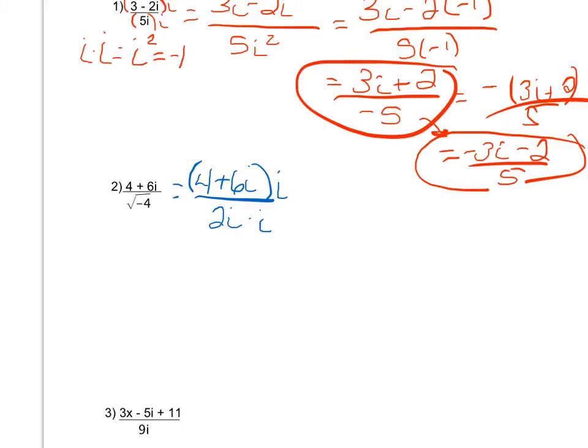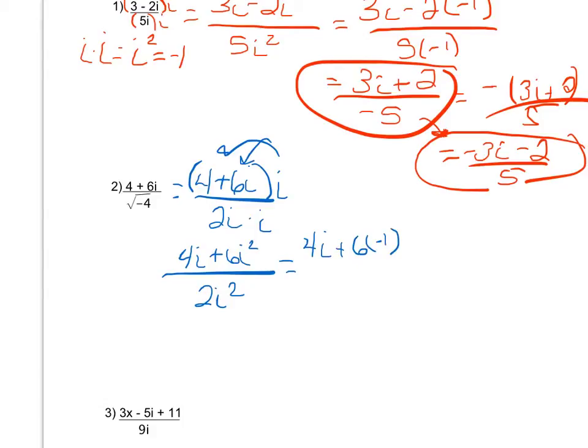So I multiply the whole top by i and I have to distribute into each term. And I get 4i plus 6i squared all over, I only have one bottom term, so I'm just going to multiply that. 2 times i is 2i squared. Well, I know I can change my i squareds to -1s, giving me 4i plus 6 times -1 all over 2 times -1, which then gives me 4i minus 6 all over -2.